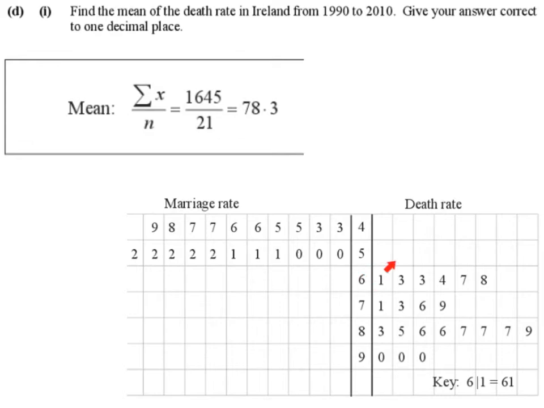61 plus 63 plus 63 plus 64 plus 67 plus 68 plus 71 plus 73 plus 76 plus 79 plus 83 plus 85 plus 86 plus 86 plus 87 plus 87 plus 87 plus 89 plus 90 plus 90 plus 90, and you should get 1,645. Divide that by 21 because there's 21 values in total for the death rate. Rounding to one decimal place, we get 78.3.